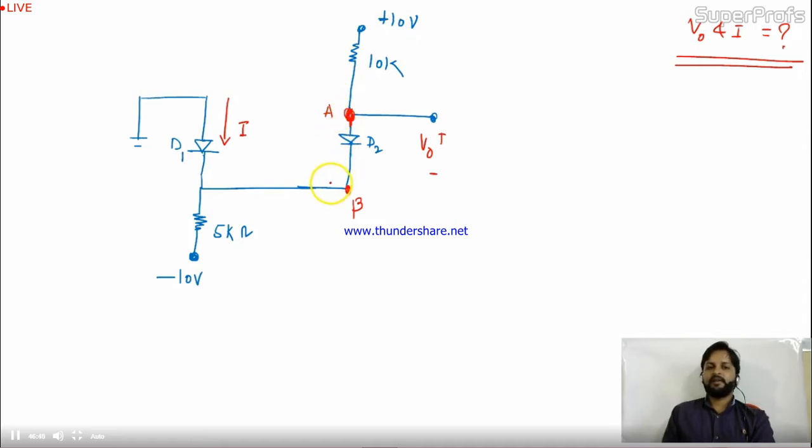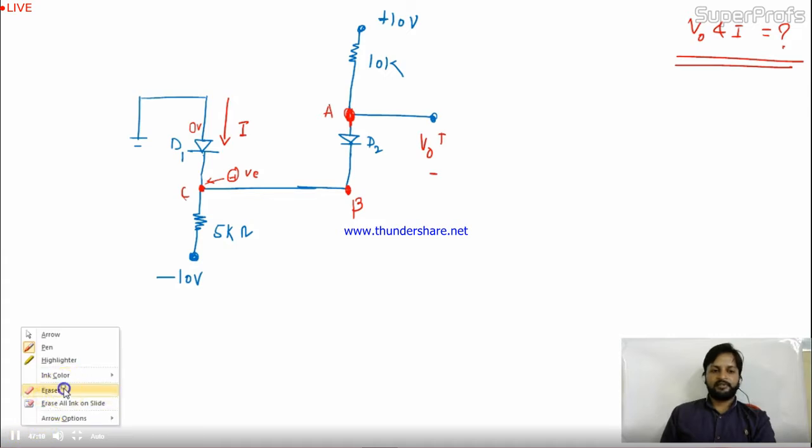Is it okay? What about D1? We don't know the potential at point C. The P region of the diode is connected with 0 volt. But if the voltage at C is negative, D1 will be in forward bias. If point C is positive, it will be in reverse bias. But I don't know the potential at C. So how to solve this type of circuit? I'm telling you the procedure for that.